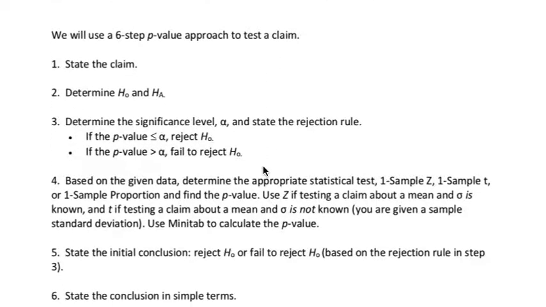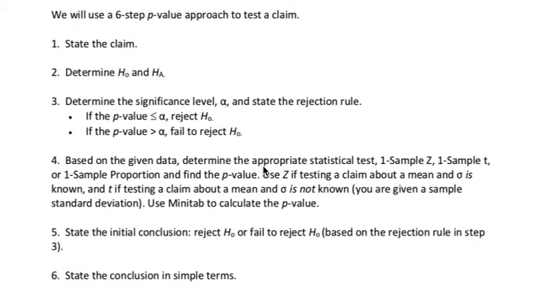First, we state the claim and determine our null and alternative hypotheses. Then we will determine the significance level alpha and state the rejection rule. If the p-value is less than or equal to alpha, we will reject the null hypothesis. If the p-value is greater than alpha, then we will fail to reject the null hypothesis.